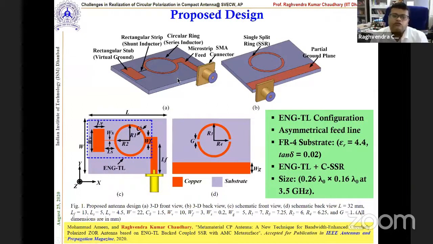Now we clubbed these two. These are all the design parameters we have. And we developed it over the FR4 substrate, a very freely available substrate. Anyone can purchase it, it's very low cost. We maintain here the ENG transmission line plus circular split ring. We club these two. Because this is the ENG based structure, it definitely provides a small size: 0.26 lambda naught into 0.16 lambda naught at 3.5 gigahertz.